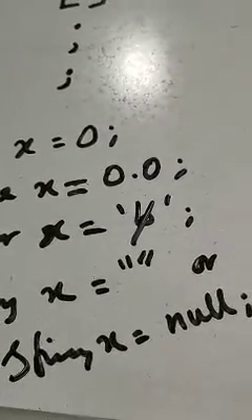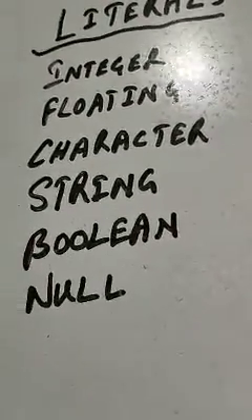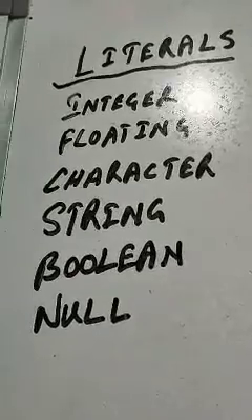Then we'll move on to the next one, that is Boolean. For Boolean, the initial value is always false. It is not true. The initial value of a Boolean literal is always false. Next, I hope you have understood the meaning of literals and its types. We move on to the separators.